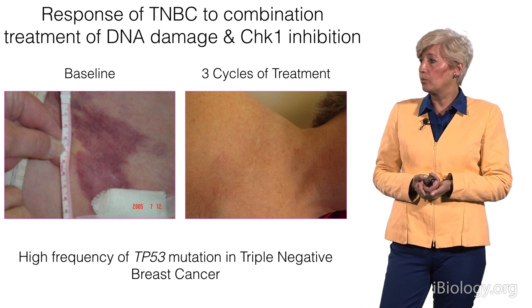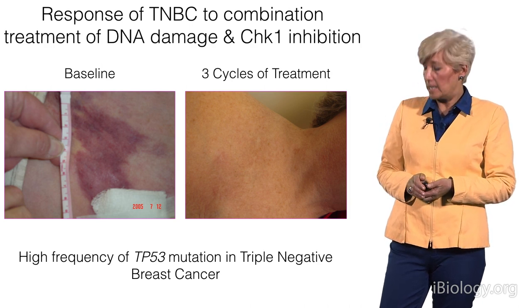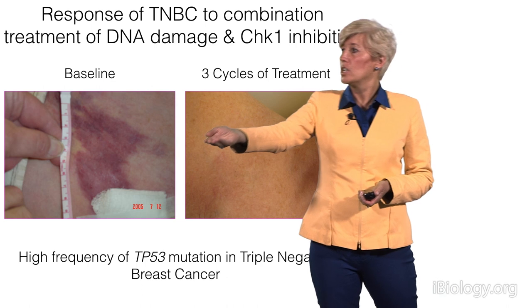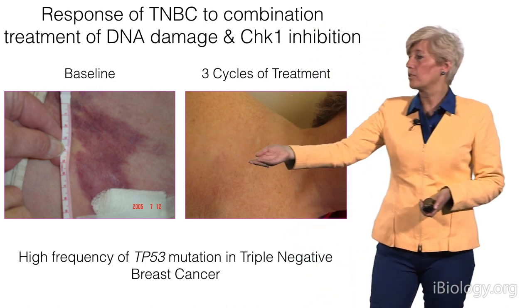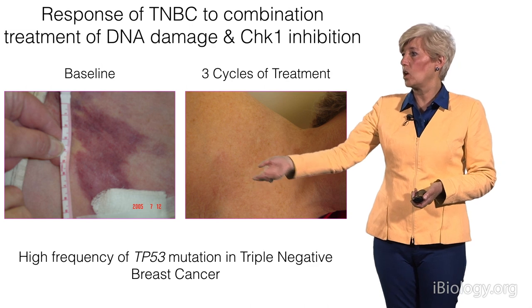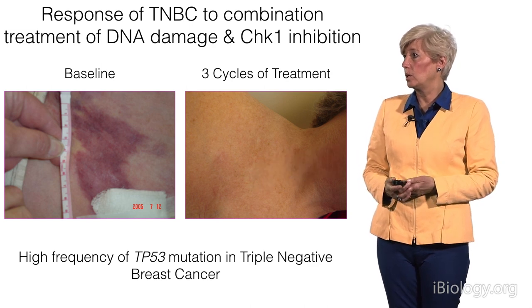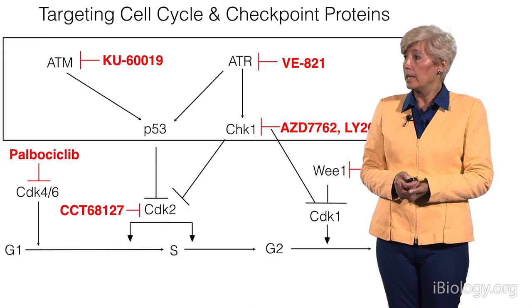Here's just an example of one of the patients. You can see when she started the treatment, she had metastatic disease on her chest wall, and after three cycles of treatment, a dramatic loss of that tumor to her chest wall was seen.